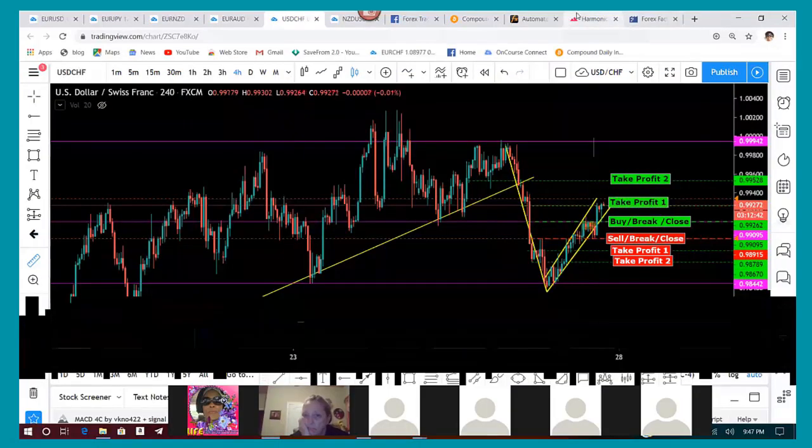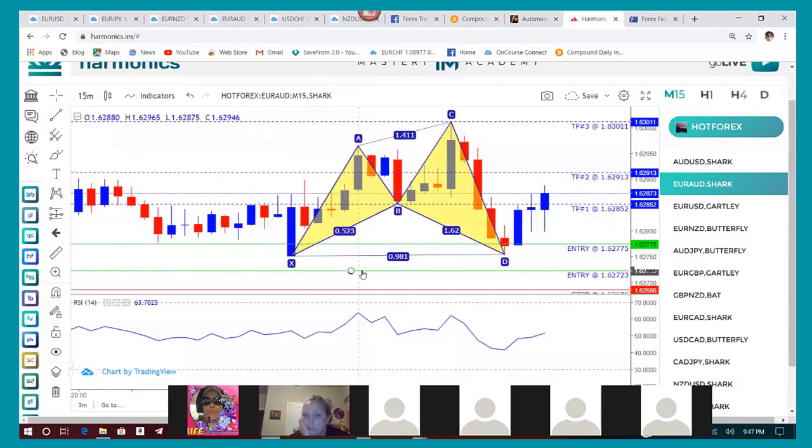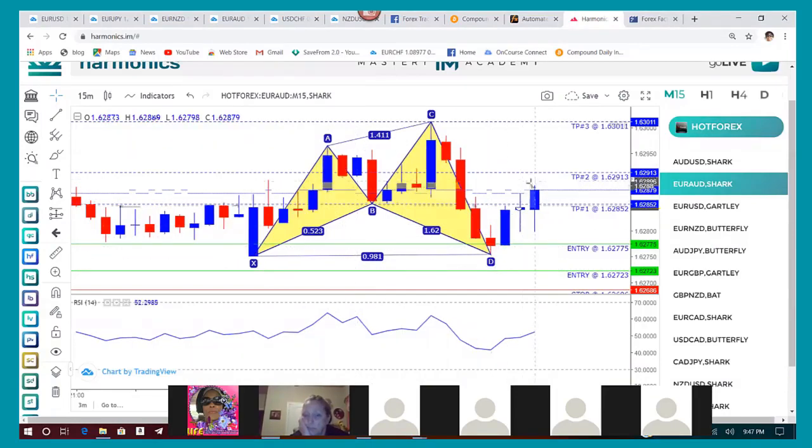Okay, anyway, let's go back where we were. Y'all see that? Boom, this is headed to TP2. These are good trades, man. Any other question? Move on to the next pair.